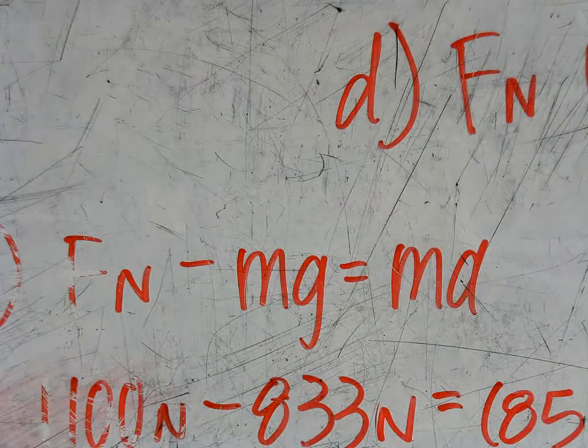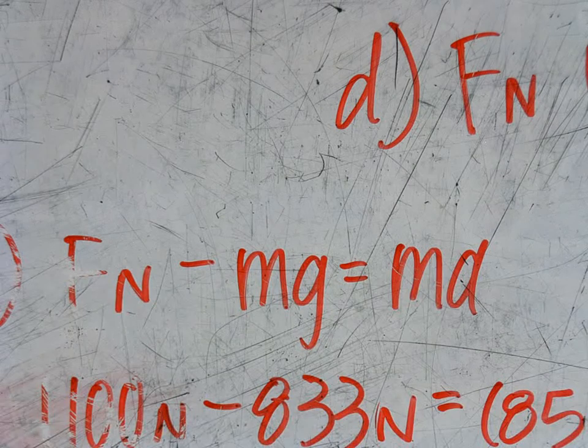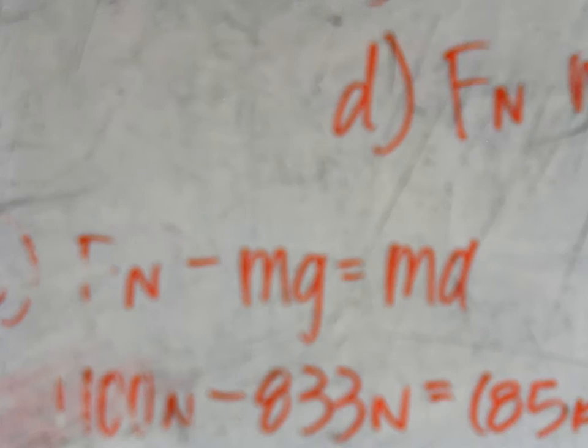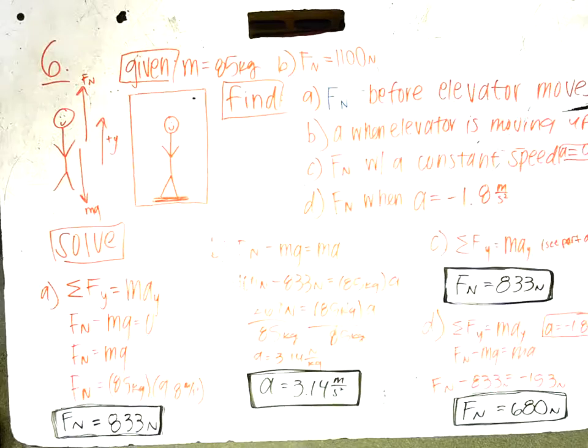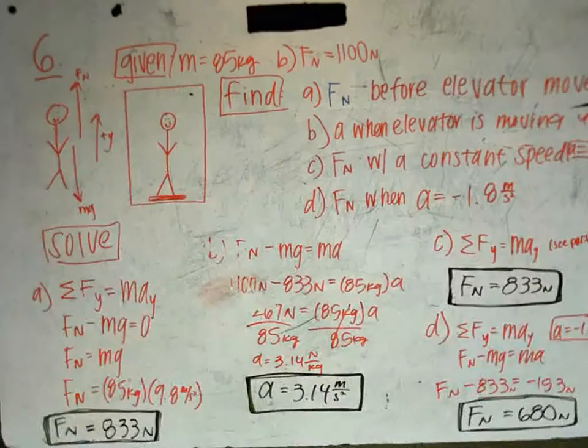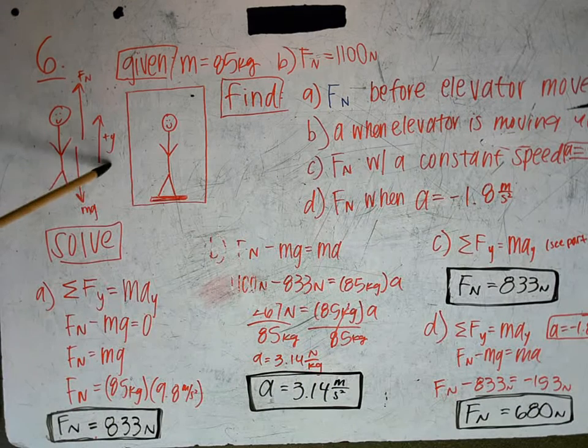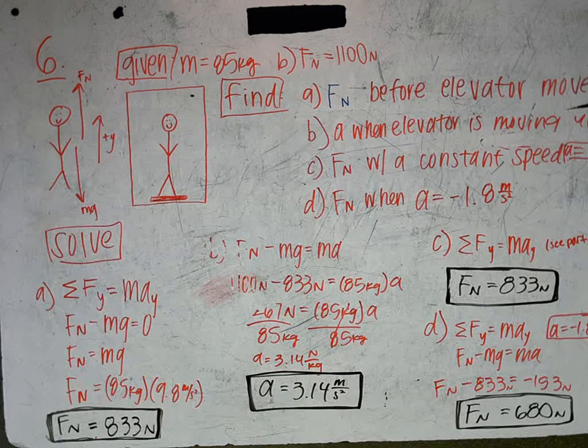So, we got a nice drawing here. Zoom all the way out again. So here's our person on the elevator. Free body diagram, and there's only two forces, the weight and the normal force. Bathroom scales measure normal force. They do not measure weight.